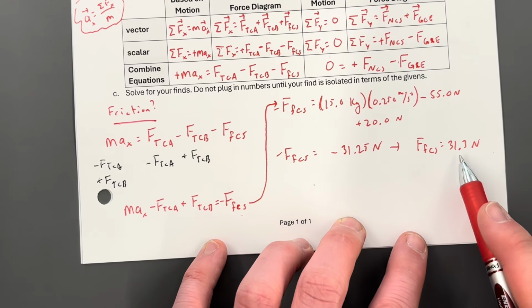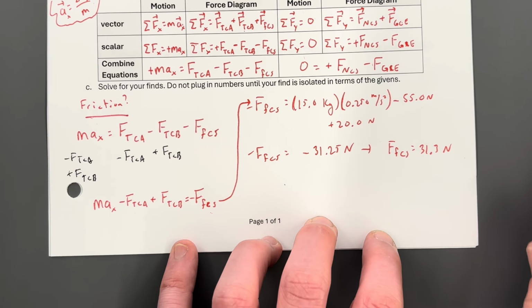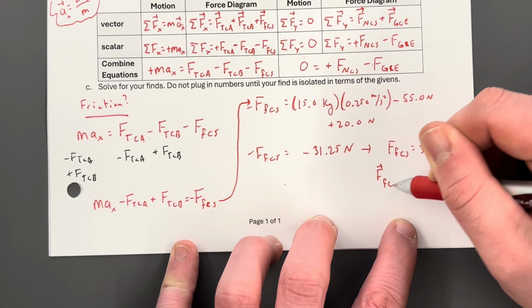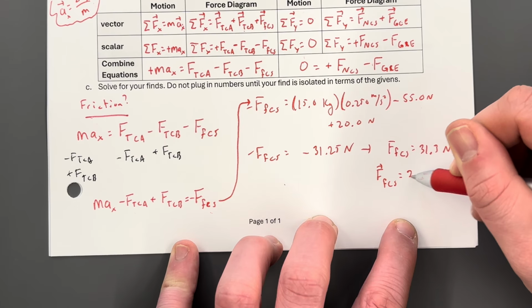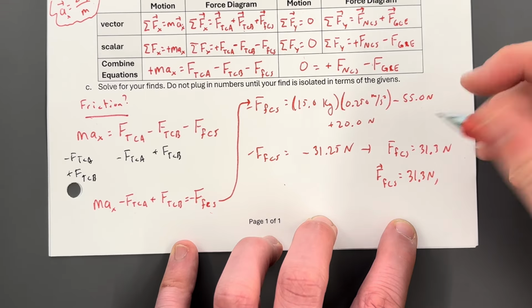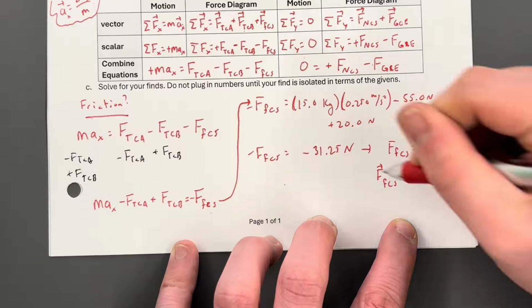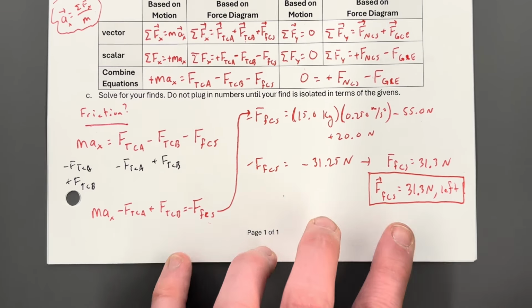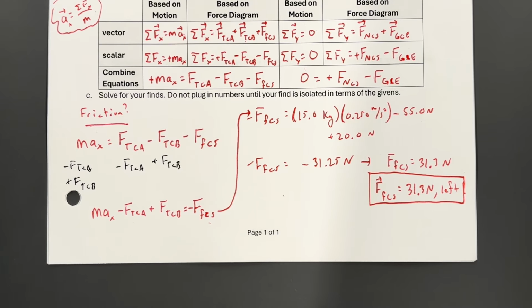And that's the magnitude. If I want to find the full vector, which wasn't asked for here, we can go ahead and demonstrate what that looks like. We put a vector arrow back above this, and we say this full force is 31.3 newtons, and its direction is to the left. And we put a box around that, and we say this is what my friction force vector is. Cool. So that's one of the two finds.